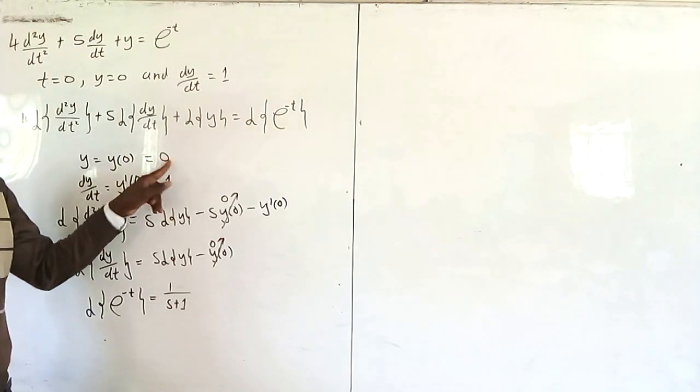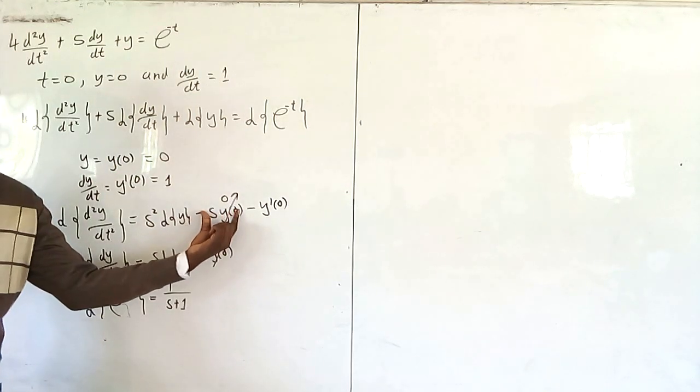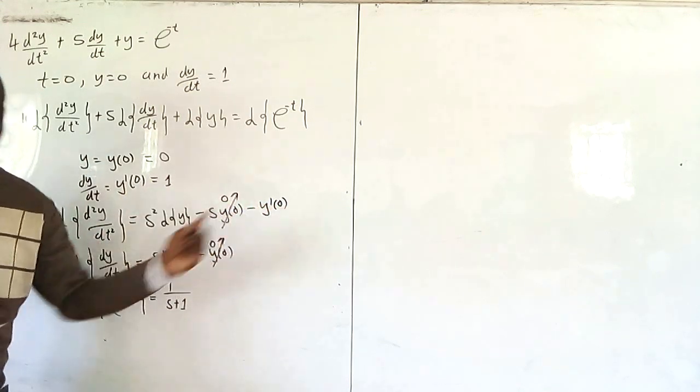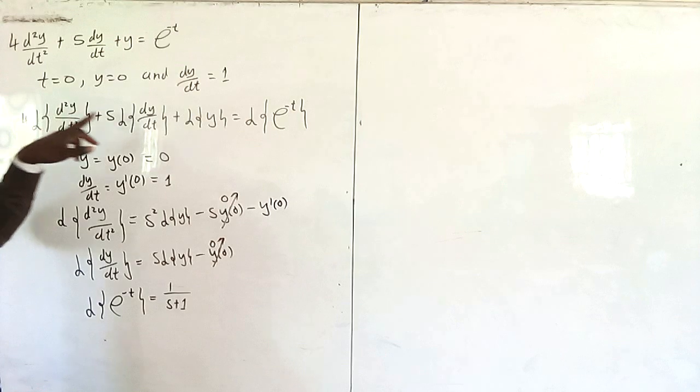You're seeing here your y of 0 is 0. Where there is y of 0, 0 times anything, the whole of this will be 0, isn't it? Yes. But your y prime of 0 is 1, so this one will be 1. Okay? So can you now substitute back in the equation?